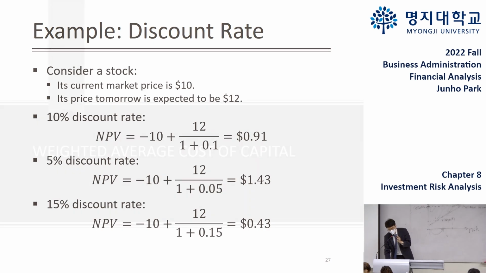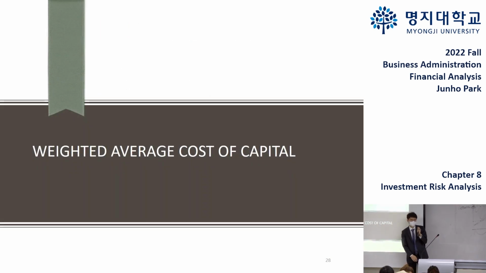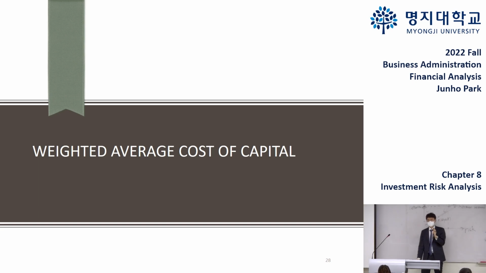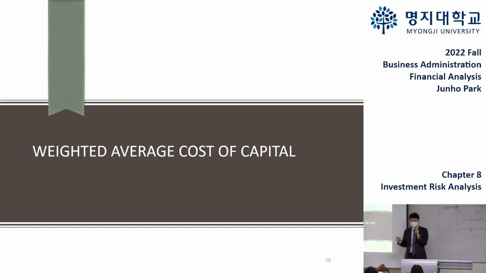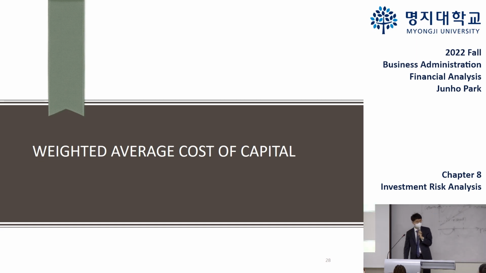However, because now we are trying to manage a company, running a business, we need a more objective way to calculate our discount rate, to get the discount rate which is more correct for our firm. And that methodology is known as the weighted average cost of capital. So we are going to learn about this.